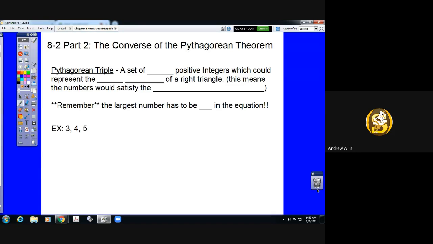All right, folks, here we go. We are continuing our discussion of Chapter 8, Section 2, which covers the Pythagorean theorem. And today we are covering the idea of a Pythagorean triple.